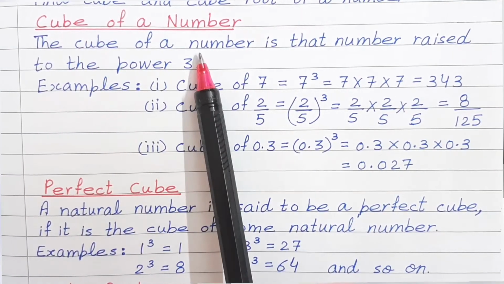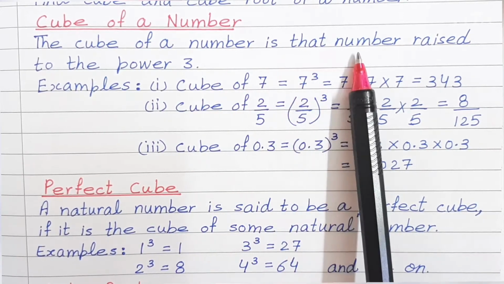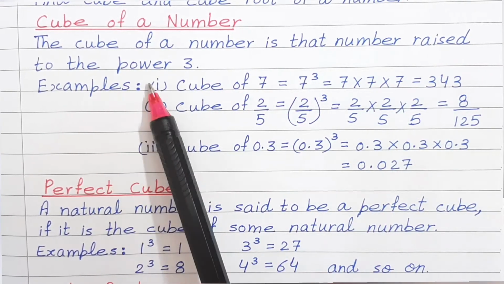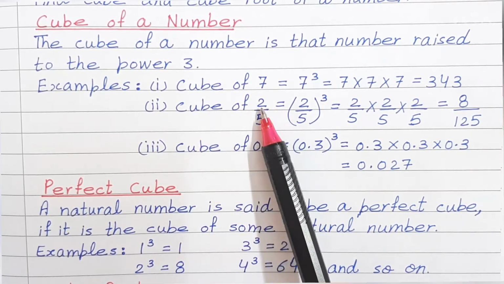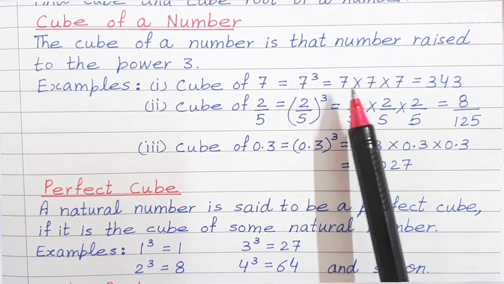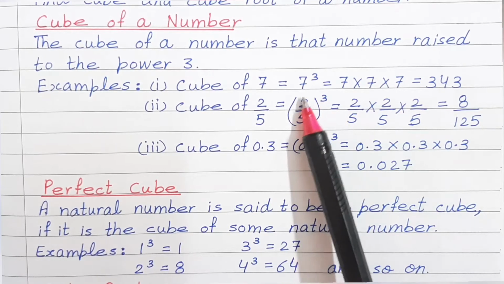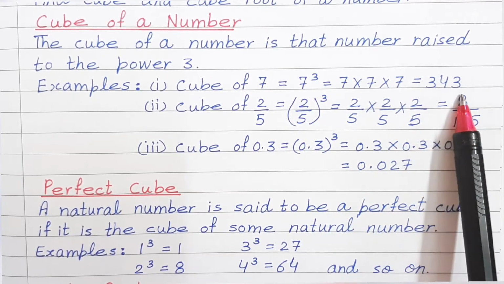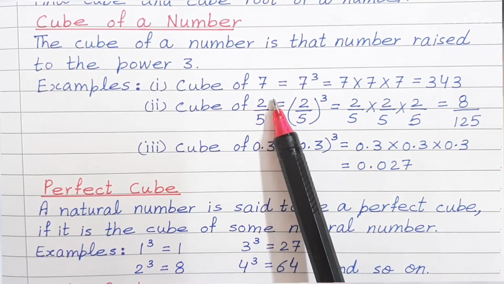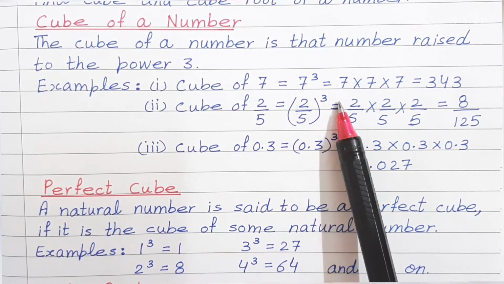Cube of a number. The cube of a number is that number raised to the power 3. For example, cube of 7 is equal to 7 multiplied by 7 multiplied by 7, that is 7 cube. That is equal to 343. Now cube of 2 upon 5, that is 2 upon 5 raised to power 3.